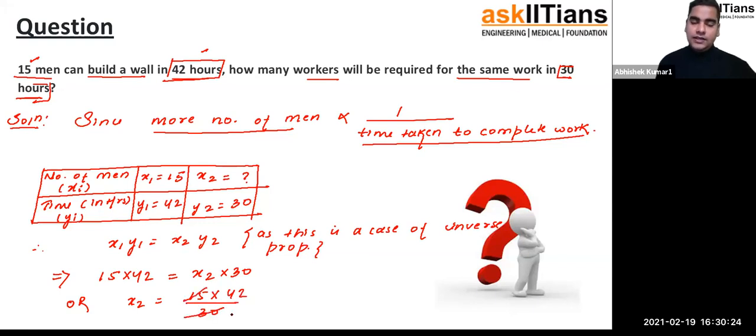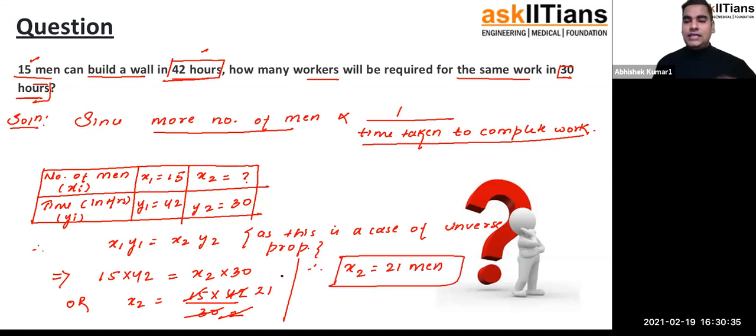15 will cancel 30 2 times, 2 will cancel 42 21 times. So what is the value of x2 you have? x2 is equal to 21 men. That means your number of men should increase from 15 to 21 for the given work to get completed in 30 hours. So you need to add 6 more workers to the workers already present for the time to get reduced to 30 hours from 42 hours for the completion of the project.